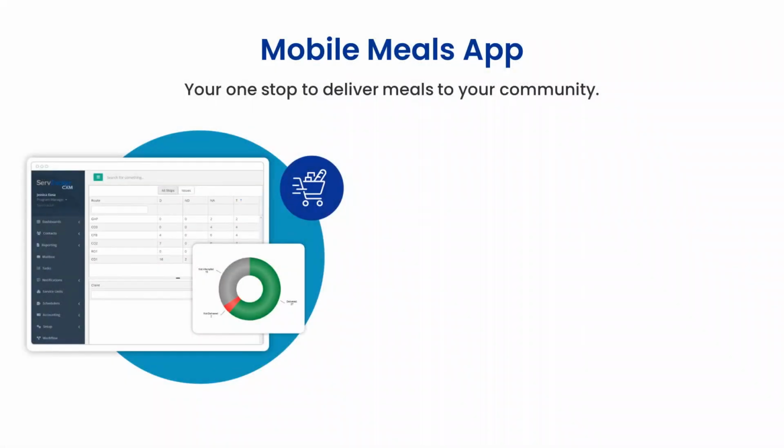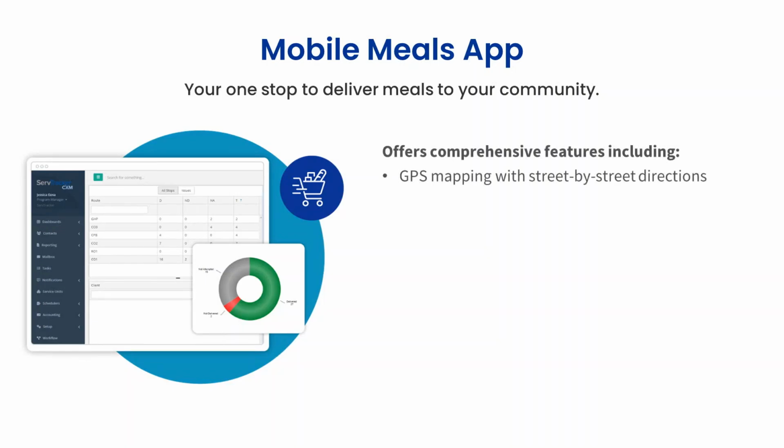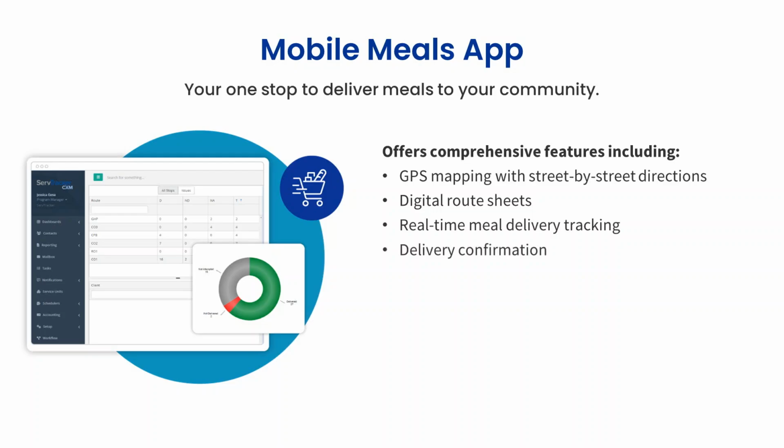The Mobile Meals app will be your one-stop to deliver meals to your community. The app includes GPS mapping with street-by-street directions and digital route sheets, which means you will be able to quickly access your daily delivery routes on a mobile device, such as a cell phone. The delivery routes will have driving directions to each location with a map to help you arrive at each destination. The app provides real-time tracking of meal deliveries, delivery confirmation, electronic signatures, timekeeping, and detailed reporting capabilities.